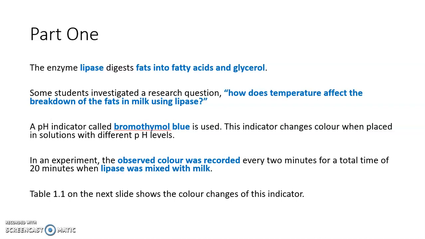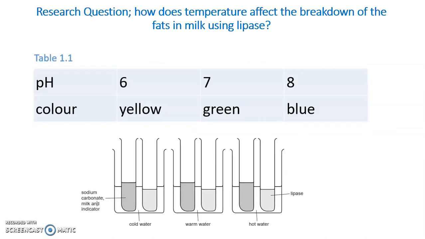Now, in this particular experiment, we're looking at color changes, and the color changes were observed every 2 minutes over the course of a full practical, which lasted 20 minutes. This is when the enzyme lipase was mixed with the milk, and the milk contains the substrate fat. And in the next slide, we're going to look at a little bit more detail about what the colors are that the indicator will change in different pHs.